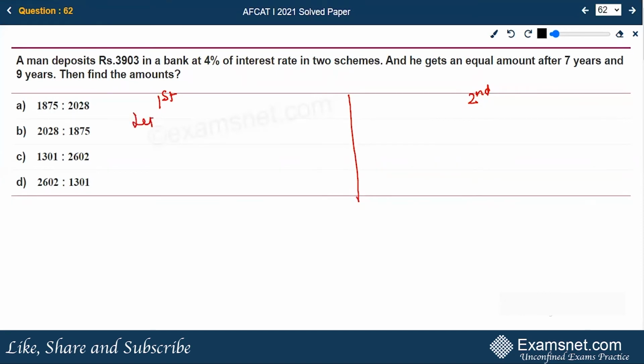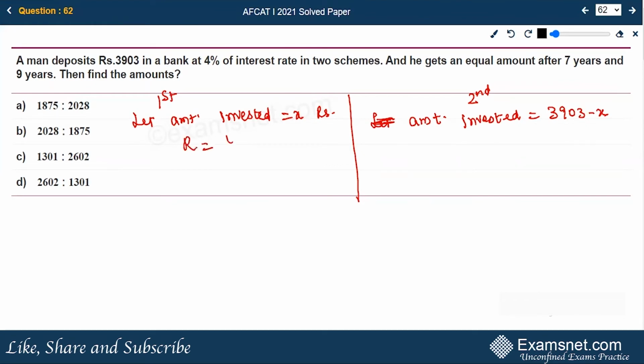So let the amount invested be x rupees over here. And in the second case, what will be the amount? The amount invested is equal to 3903 minus x rupees. Rate of interest is given to be 4% in both the cases.